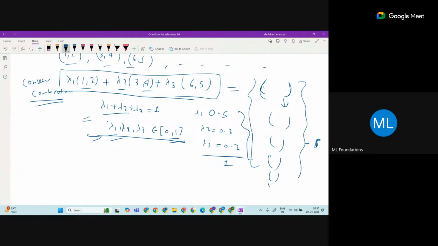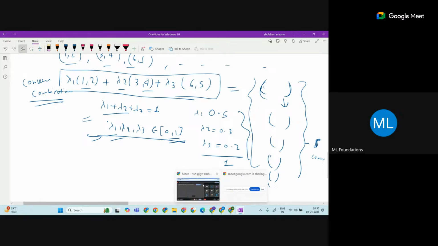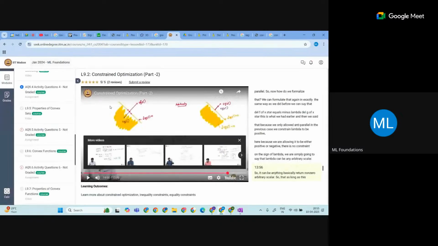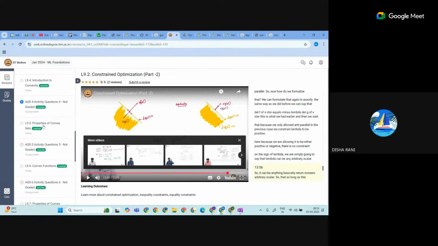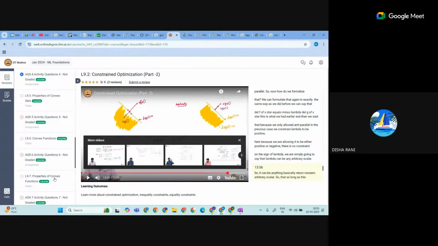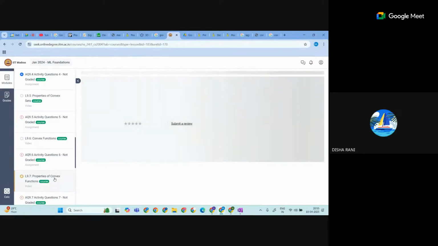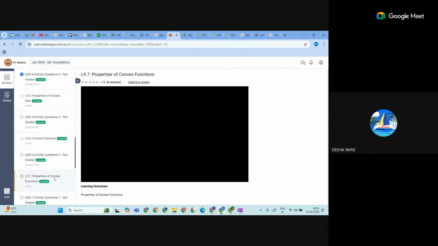You are given some finite points. Using convex combination, you generate a set which is a convex set. So this set is a convex set, and this is called the convex hull. So I think the function you explained for convex combination, that was convex hull.